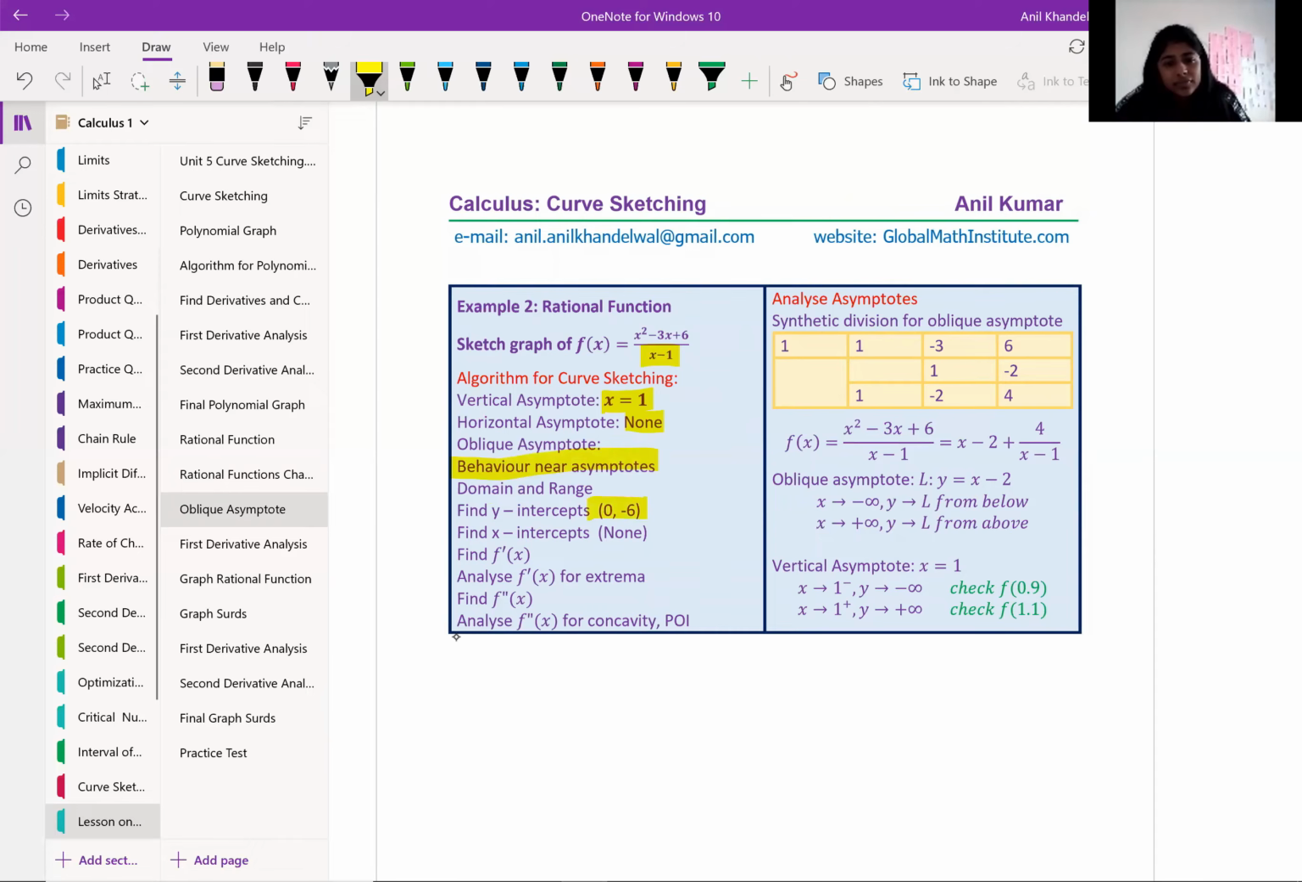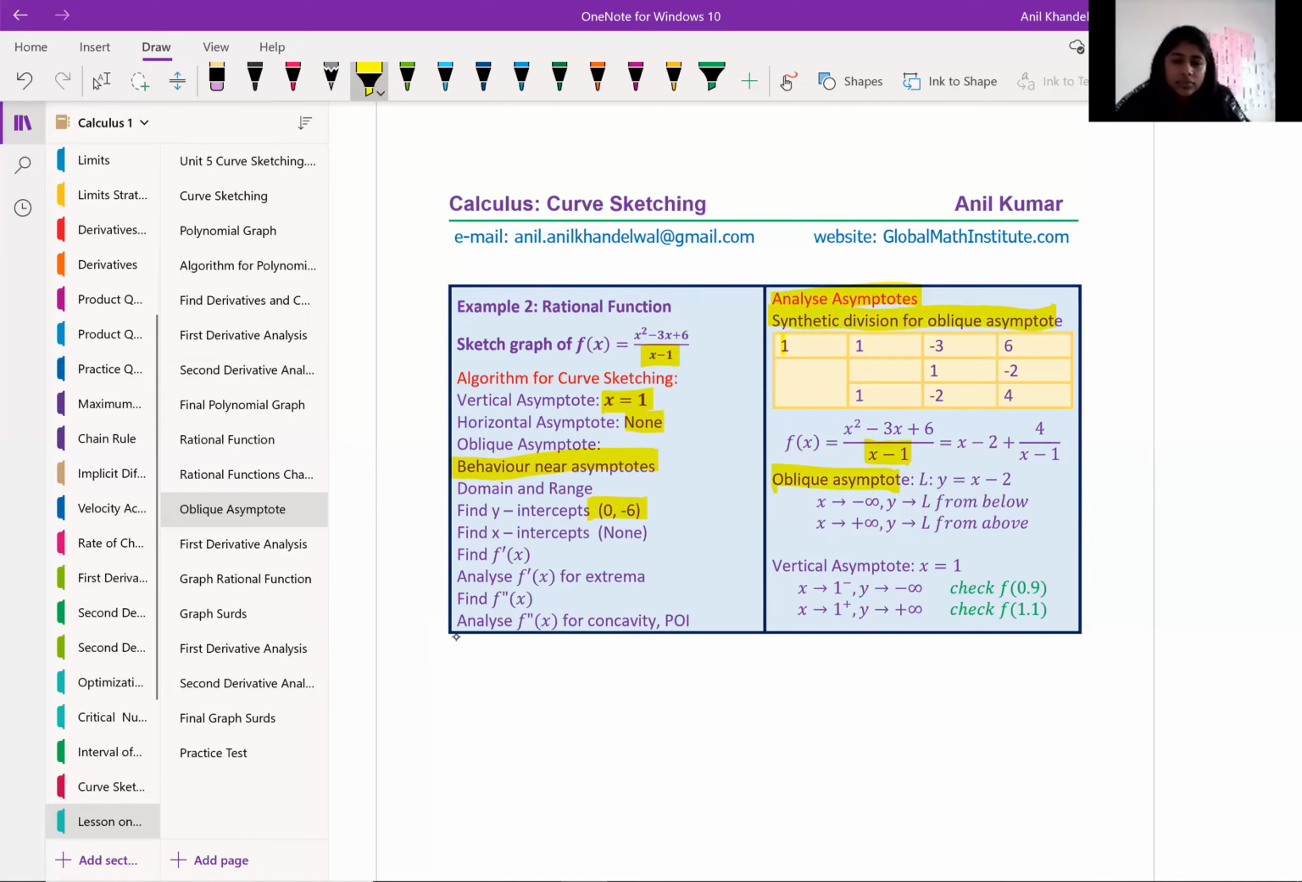We have found one value, which is the y-intercept, and we're just trying to do all this. So now let's analyze the asymptote. To analyze the asymptote, first step is we have to find our asymptote. We're talking about the oblique asymptote first, right? Okay, that's a difficult part. So here I have done synthetic division. You remember synthetic division, right? Okay. So the numerator is x squared minus 3x plus 6. We have written the coefficients 1, minus 3, and plus 6. We're dividing by what makes the denominator 0, which is 1.